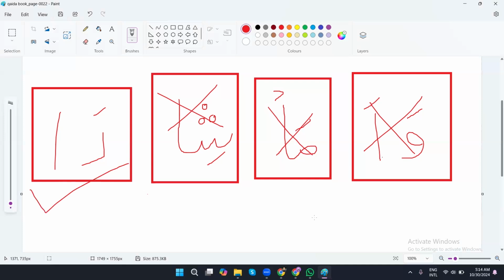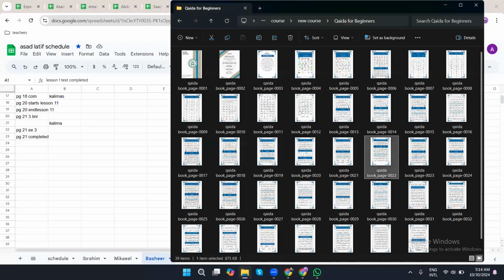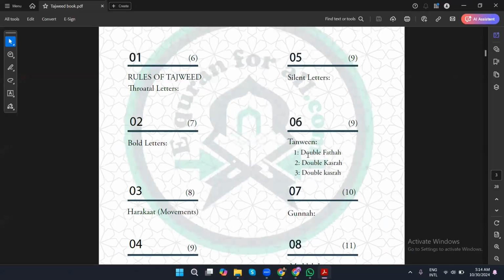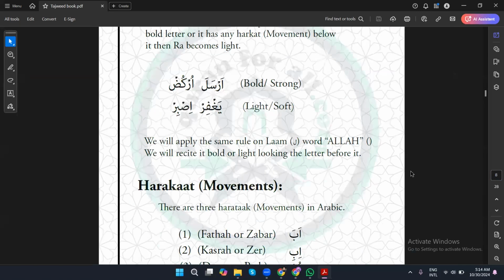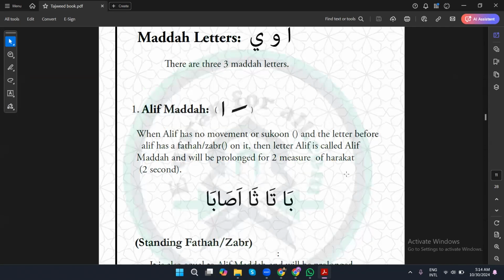Very good. How many mother letters do we have? In the beginning I told you how many total mother letters we have. We have three mother letters. Which ones? Don't you remember the mother letters' names? Okay, there are three mother letters: Alif Madda, Vav Madda, and Ya Madda.